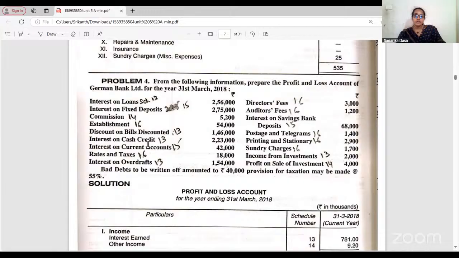All these come under 15. Director fees, auditor fees is 16. Interest on savings bank deposits is 15. Postage, printing, charges, 16. Income from investments is 13. It is income. So 13. Profit on sale of investment. Any profit, any loss on sale of assets or investment comes to 14. So it is 14. Bad debts to be written off as 40,000. Provision for taxation may be taken at 55%. In this problem, provision for taxation is given.